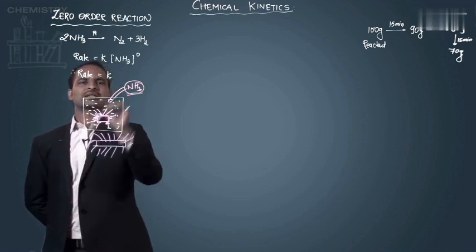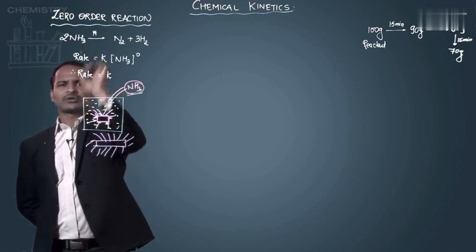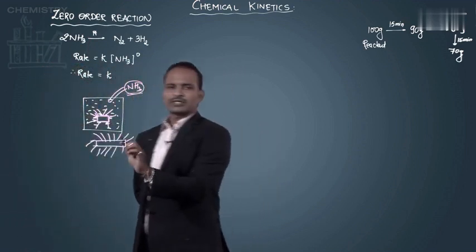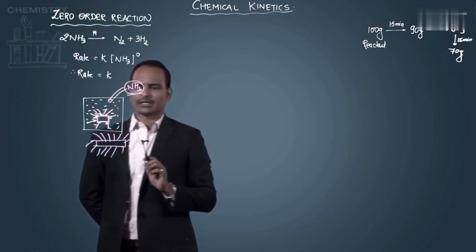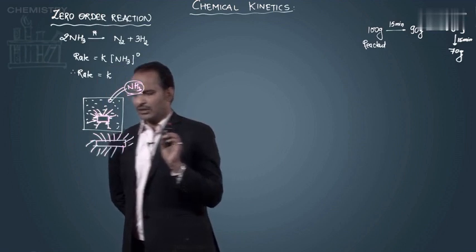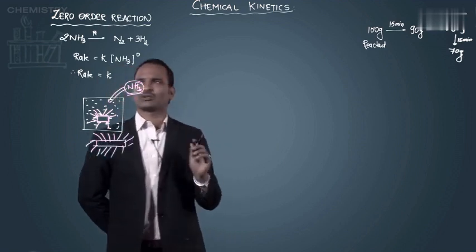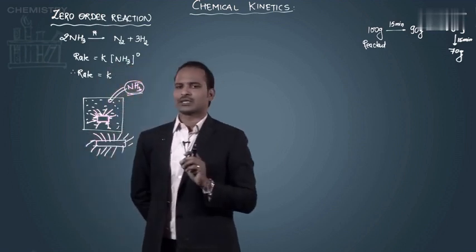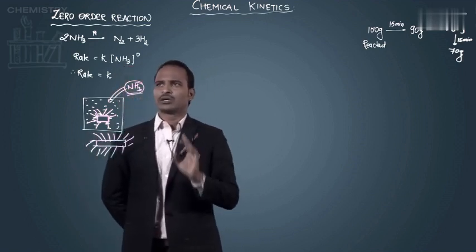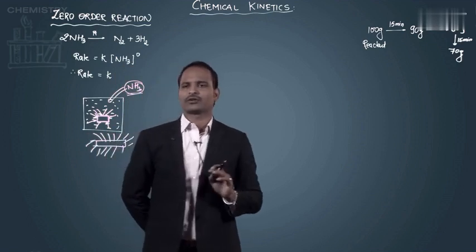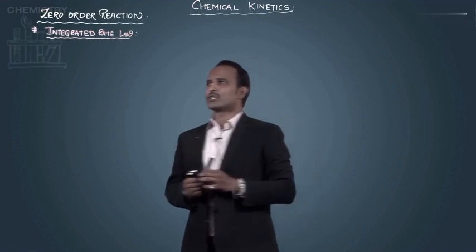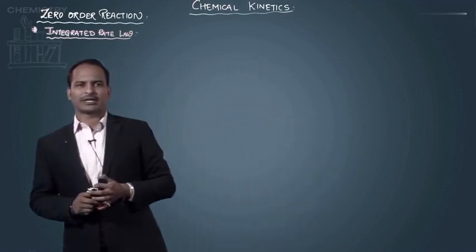So in this case, the rate of reaction does not depend upon the concentration of reactant, that is ammonia. Instead it depends upon the surface area provided by the solid catalyst. So all those reactions in which the reaction takes place on a solid catalyst are considered zero order reactions, because in all those reactions the rate of reaction is independent of the concentration of reactant.